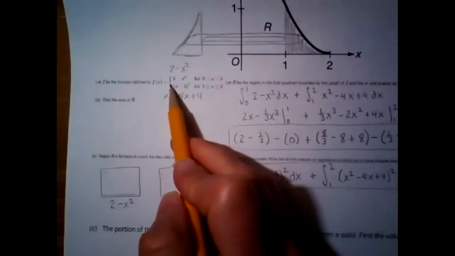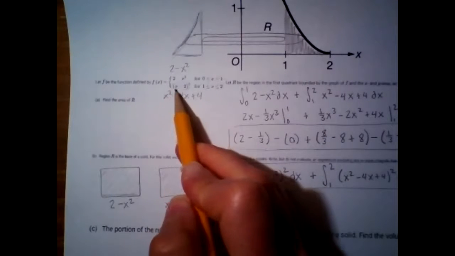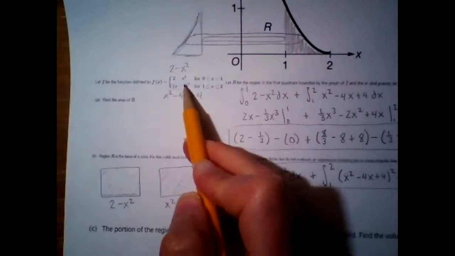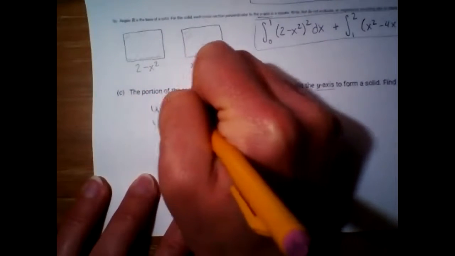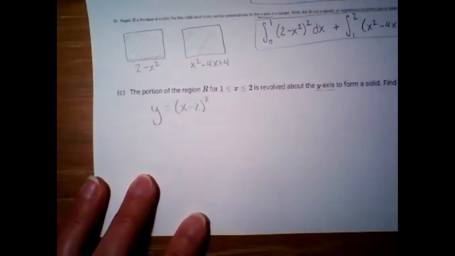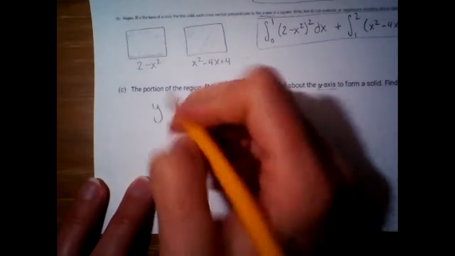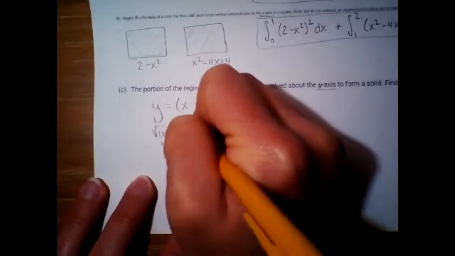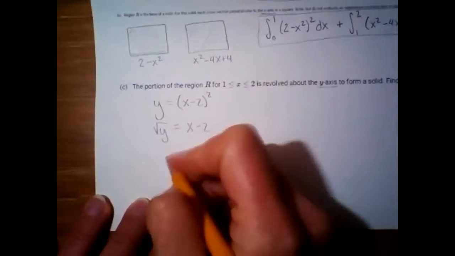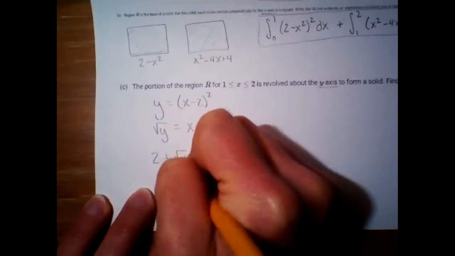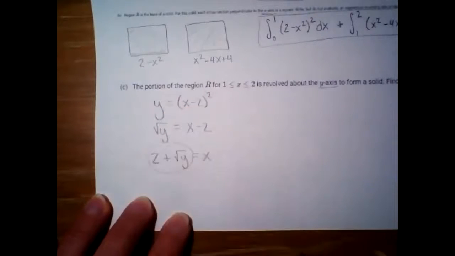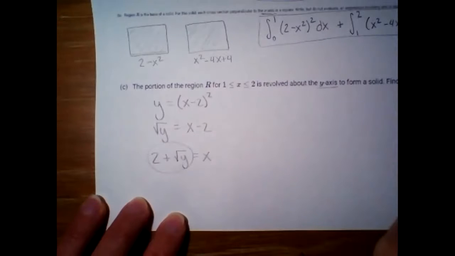I'm going to use this version of it, the x minus 2 squared. That's going to be easier to manipulate. Let me write that off to the side here. We have y equals x minus 2 squared. We have to get x by itself for that one. We have to rearrange it. So we're going to square root and then add over the 2. So this is the equation that we're going to be using.